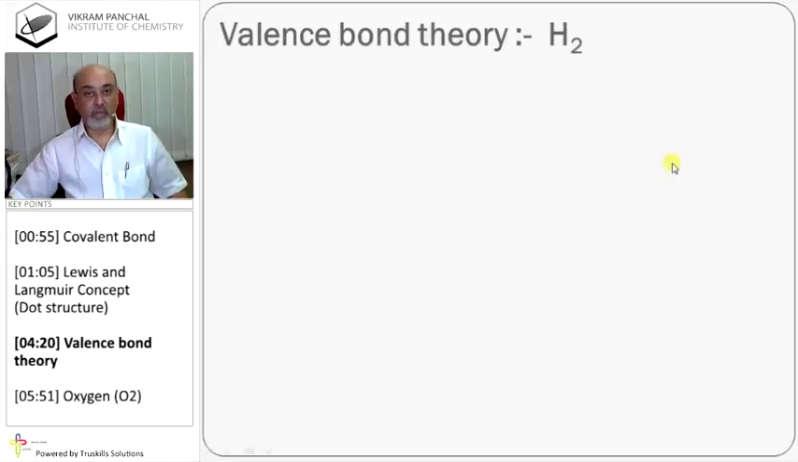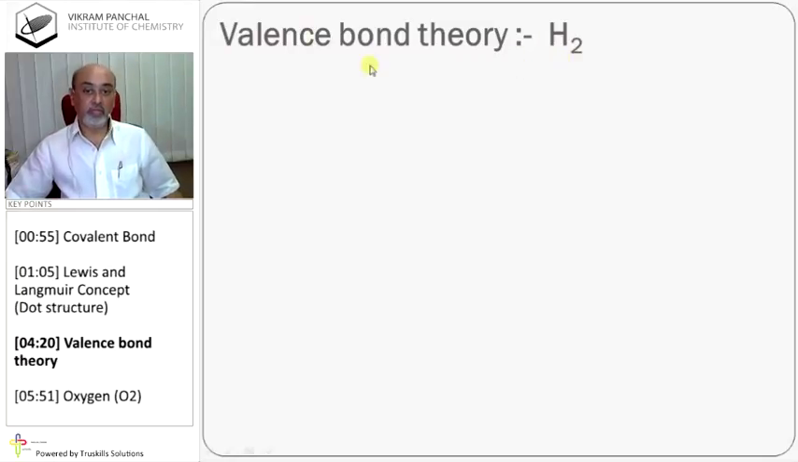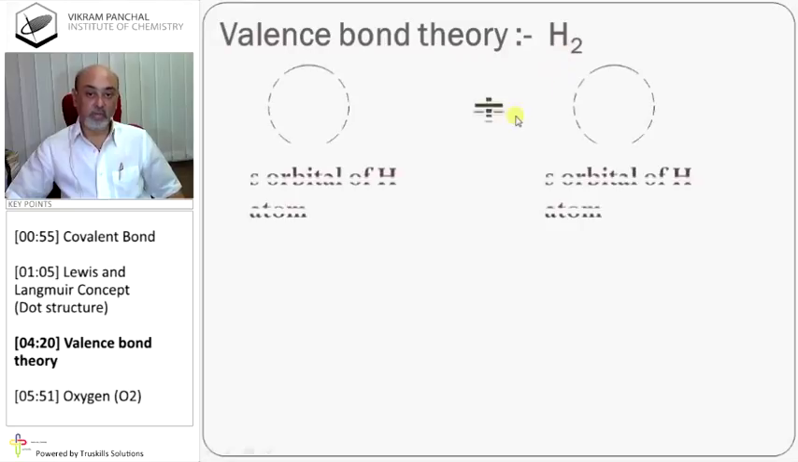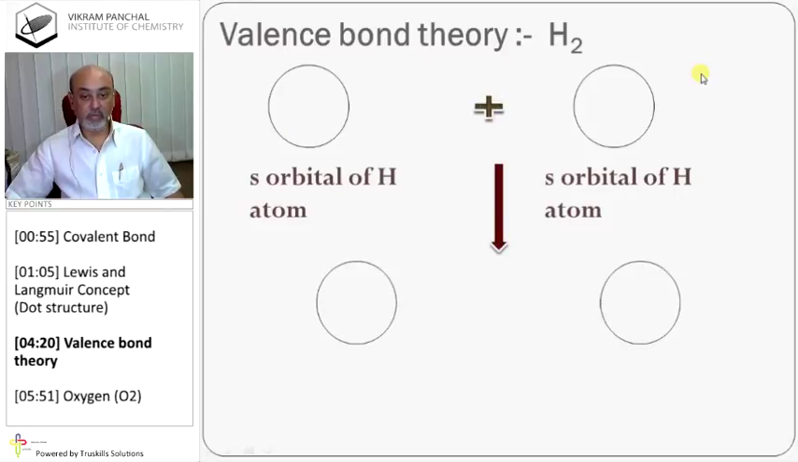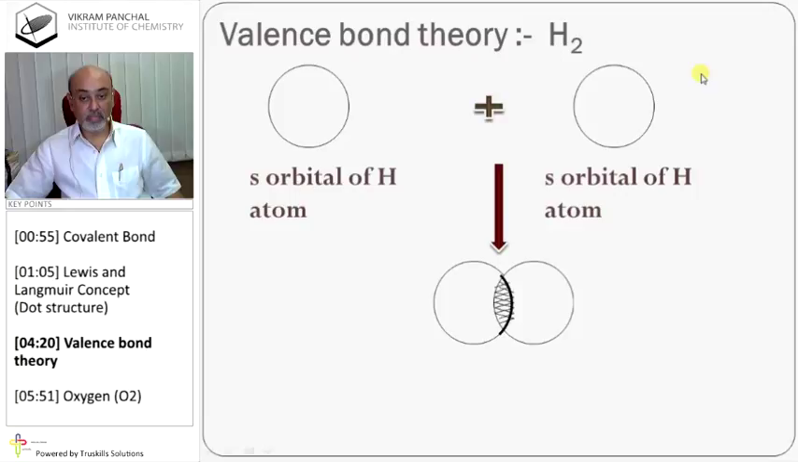Now valence bond theory. Lewis structure cannot explain everything about this covalent compound, and that is why it is necessary to know a different concept. So valence bond theory explains the bonding with orbitals. For example, 1s orbital of hydrogen, and there are 2 hydrogens, so we take 2 1s orbitals of 2 hydrogen. They attract each other, so they come closer and they overlap.